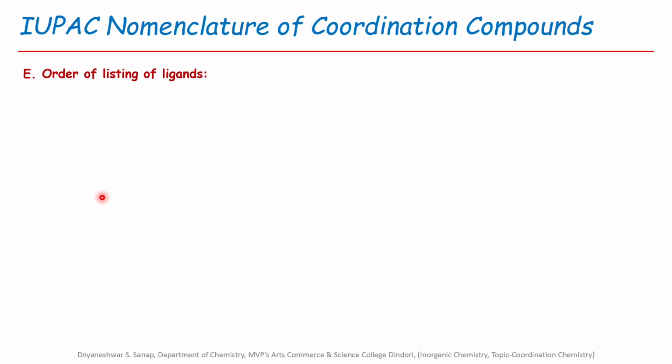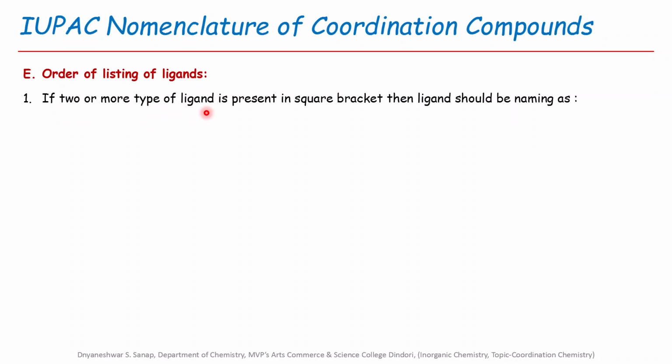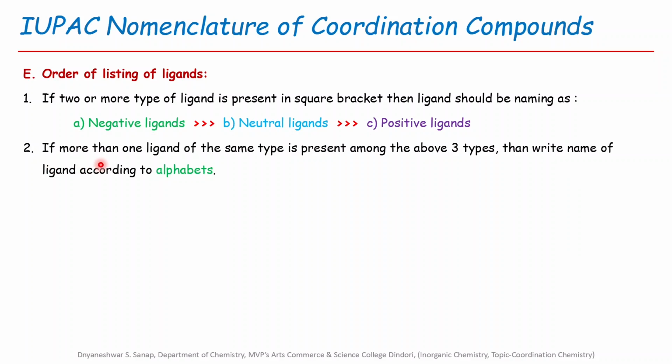The next important point is the order of listing of ligands. If two or more types of ligand are present in the square bracket, then the ligands should be named first negative ligands, then neutral ligands, and then positive ligands. If more than one ligand of the same type is present among the above three types, then we have to write the names of the ligands according to alphabetical order. That means when two or more ligands of negative, neutral or positive type are present, we write the ligands in the order of the alphabet.